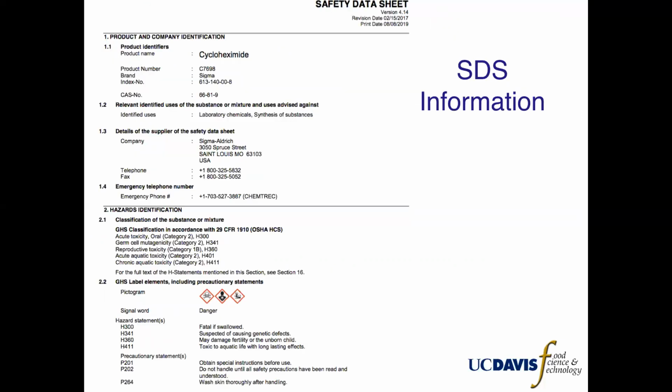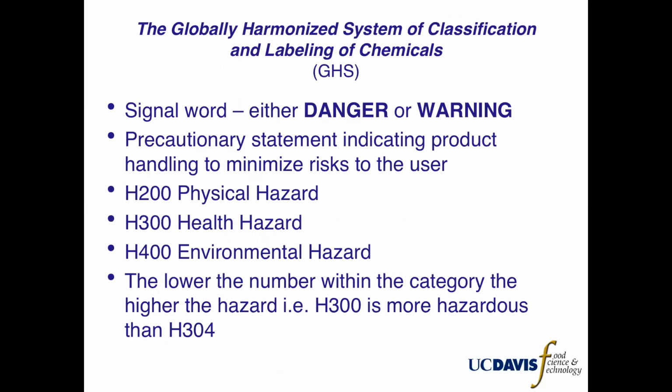Here's an example of an SDS. Each section describes the information discussed on the previous slide. In the SDS, you will also find the Globally Harmonized System of Classification and Labeling of Chemicals, or GHS. This labeling system uses a signal word such as danger or warning and gives a precautionary statement indicating how to properly handle the product in order to minimize risks to the user.